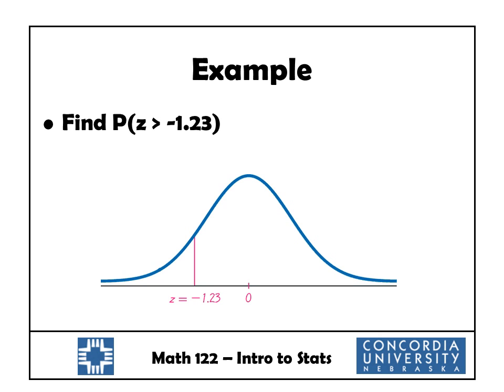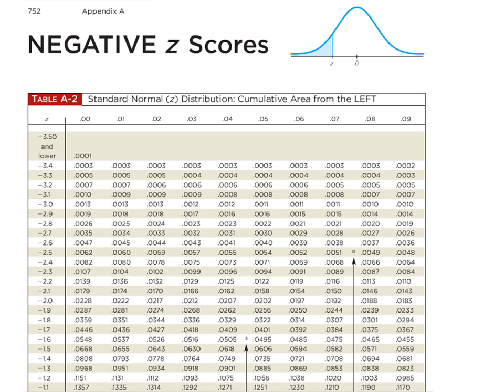To find the probability that z is greater than some number, say for instance negative 1.23, we go over to negative 1.23, draw a vertical line, shade to the right in this case, and the area of that shaded region is our probability. So now we go to our negative z-score table down to negative 1.2 and over to 3, and we see an area of 0.1093.